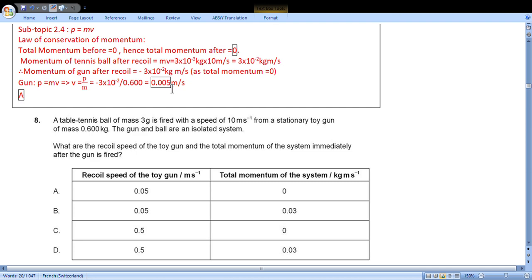One extra 0 here. Let me check. So I'll take calculator. Also here you cannot use calculator. Divided by 0.6. 0.005, that's correct, right? So this is easily done, right? No problem. But here was mistake, now it is no mistake.